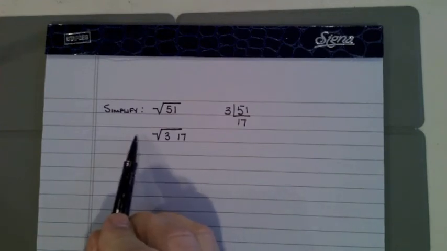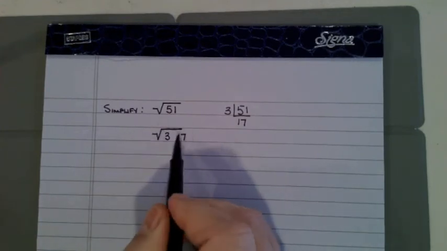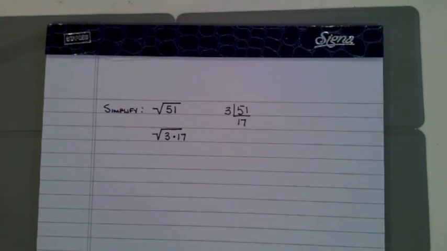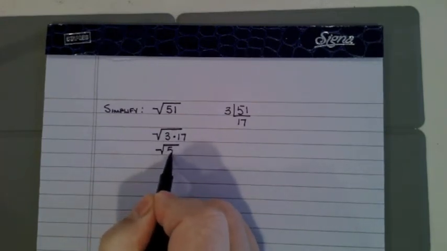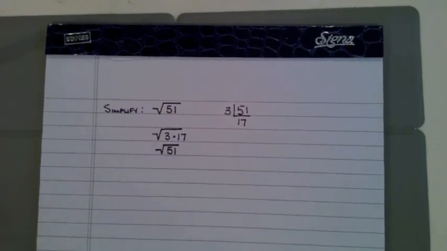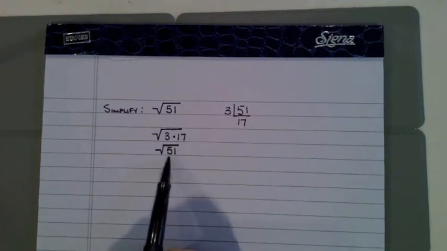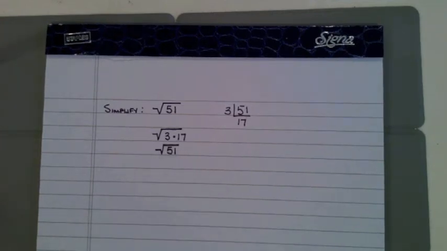Just like on the outside, if I had 2 numbers out here, I would multiply them together. 2 numbers under here, I multiply them together. If I take 3 times 17, I'm right back at 51. So when I tried to simplify the square root of 51, it couldn't be simplified. It was already in lowest terms.